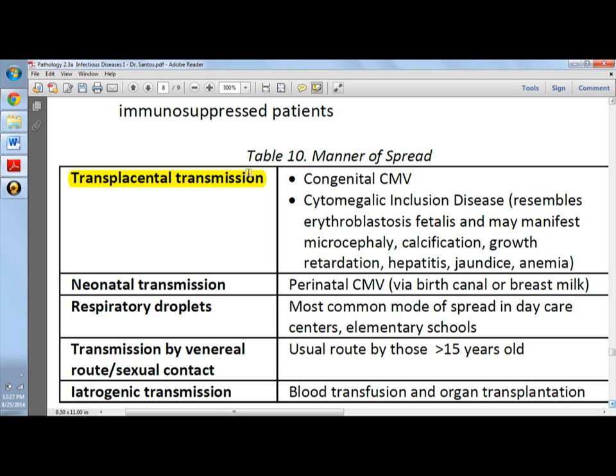It occurs in a mother who doesn't have the protective antibodies and would resemble erythroblastosis fetalis, and may manifest with microcephaly, calcification, growth retardation, hepatitis, jaundice, and anemia. And it can also be a neonatal transmission. It's actually a perinatal cytomegalovirus, which is transmitted through the birth canal or through the breast milk.